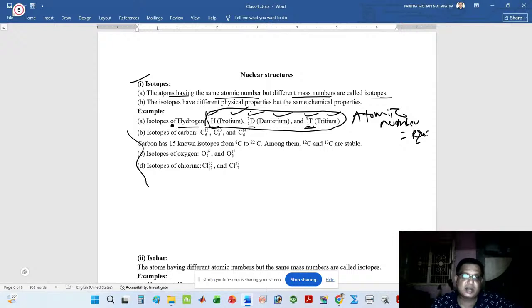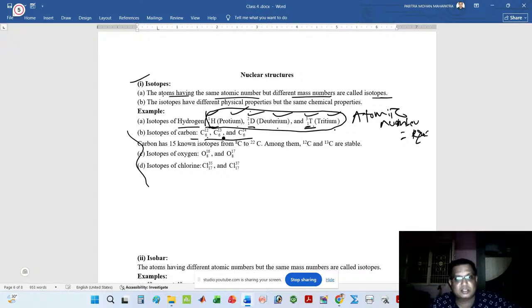So here we can say that there are three isotopes of hydrogen: protium, deuterium, tritium. If you think about the isotopes of carbon, here I have given three isotopes. Look at that.